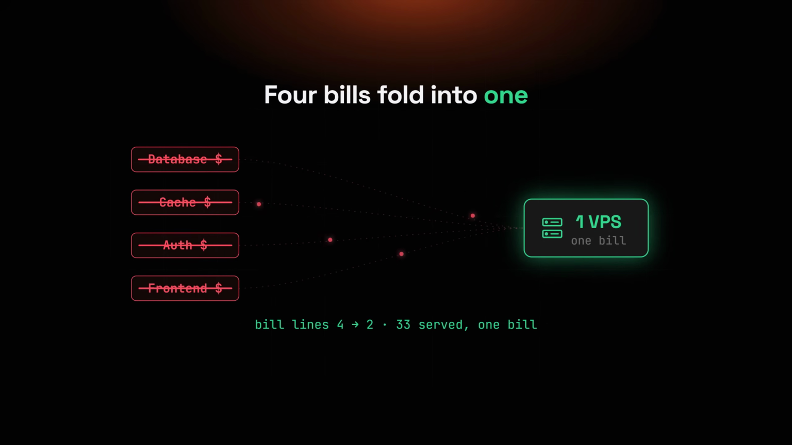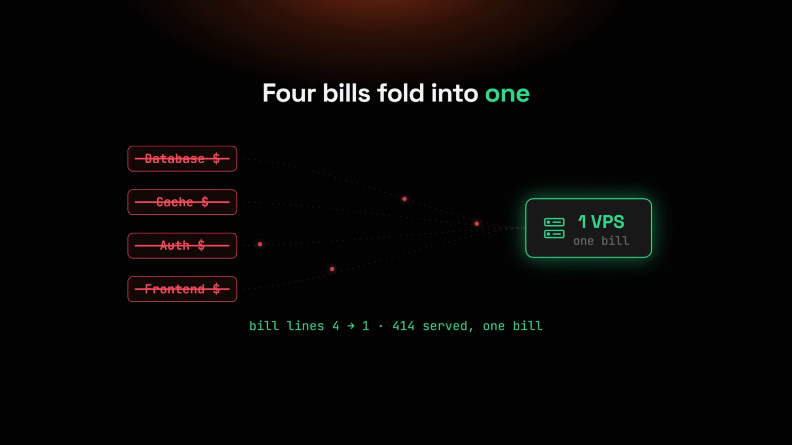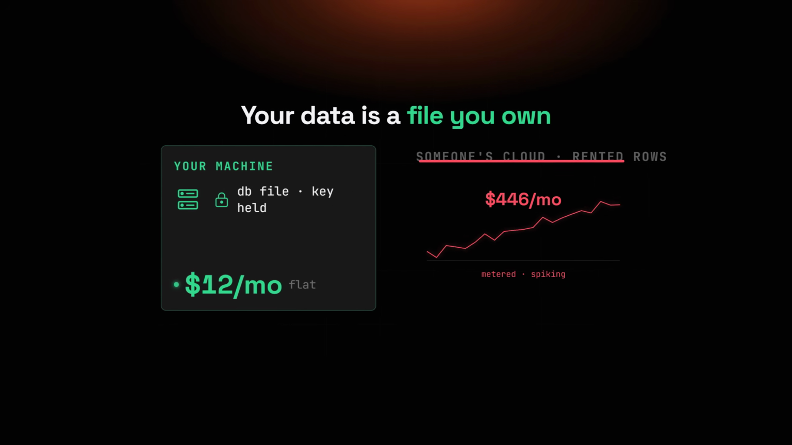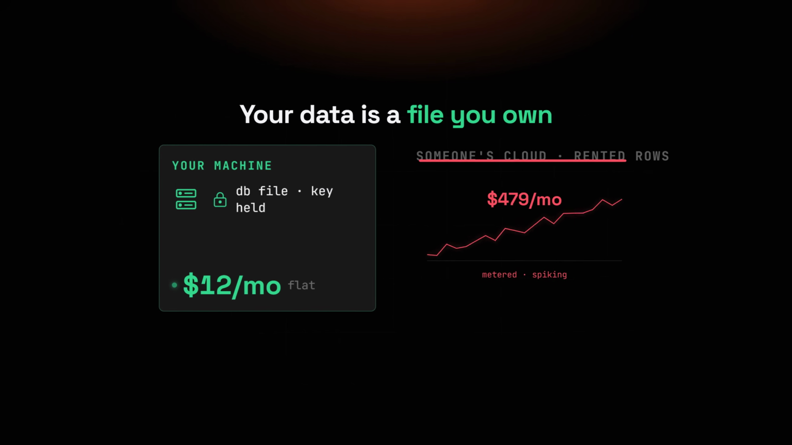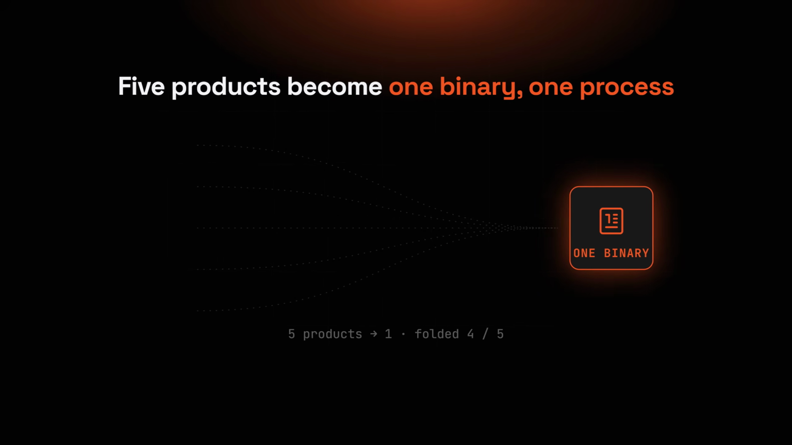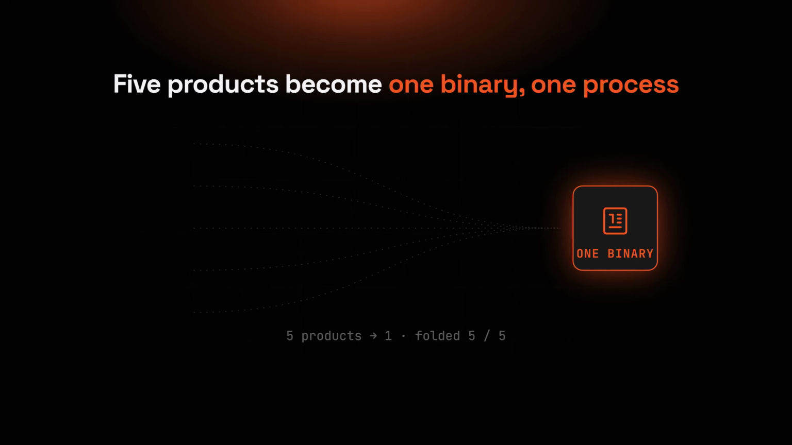Add it up, and the bill collapses. One small VPS runs the database, the API, the auth, and the app together. You are not paying a separate monthly line for a database, a cache, an auth vendor, and a front-end host anymore. And because you host it yourself, there is no vendor lock-in and no metered bill waiting to spike overnight. Your data is a file you own on a machine you control, not rows you rent inside someone else's cloud console. Think about what this folds together. A typical build is Postgres, a REST layer on top, an auth vendor, a real-time service, and a front-end host: 5 products, 5 dashboards, 5 bills. Here it is one binary and one process.